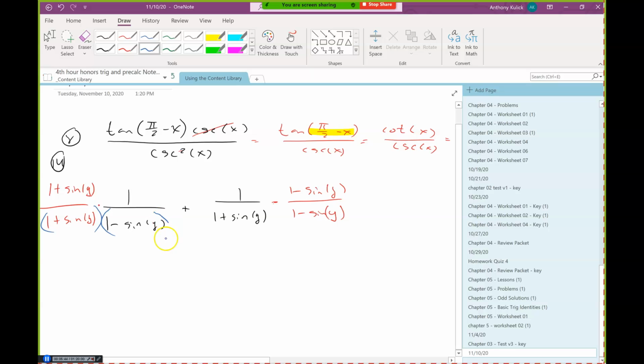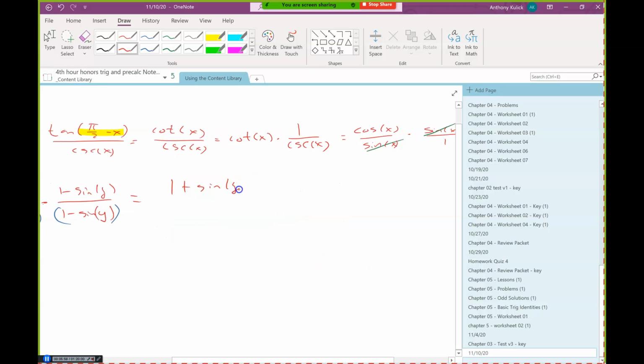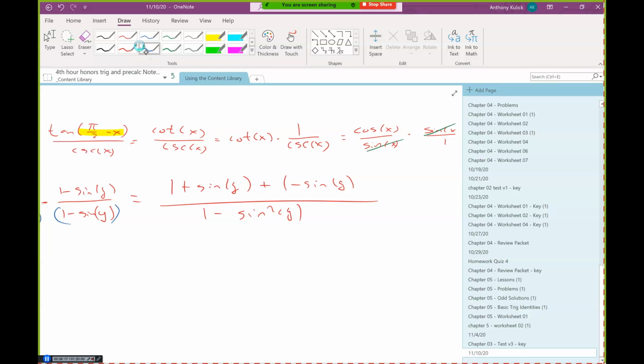So if you don't see that right away, this would be the same idea as just making a common denominator, right? That's the other thing you could have thought of. It's just, oh, I'll make a common denominator as well. So when I do that, the numerator is 1 plus sine y plus 1 minus sine y. And if I FOIL out that denominator, that's 1 minus sine squared y. If we combine like terms in the numerator, what's going to happen? Those guys cancel too.